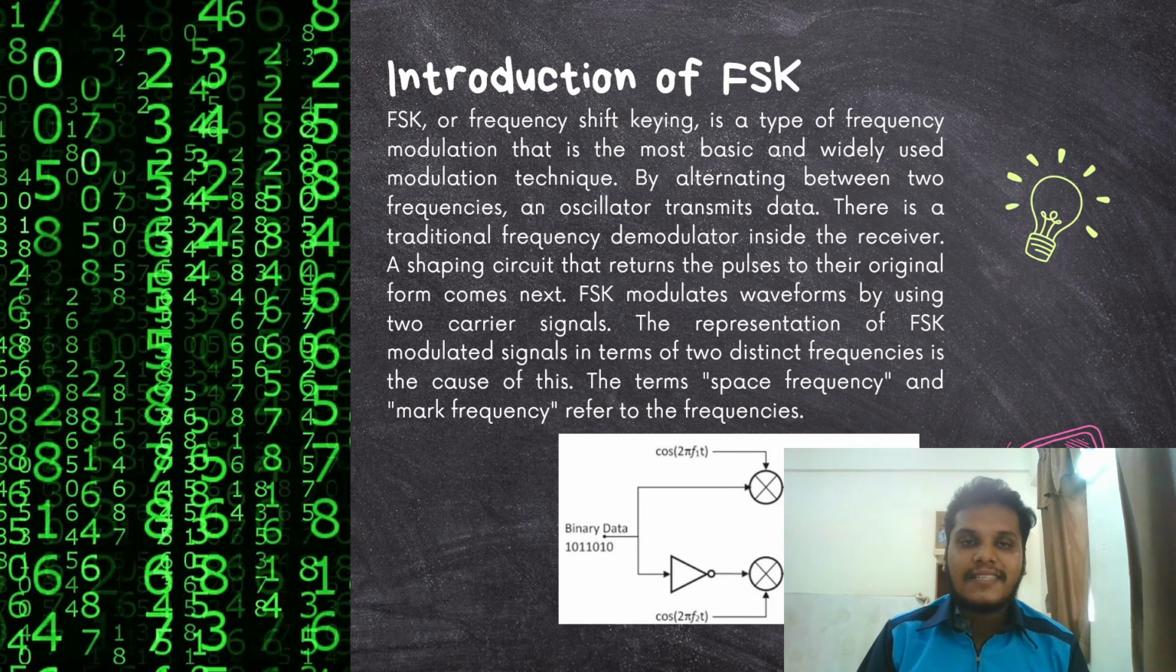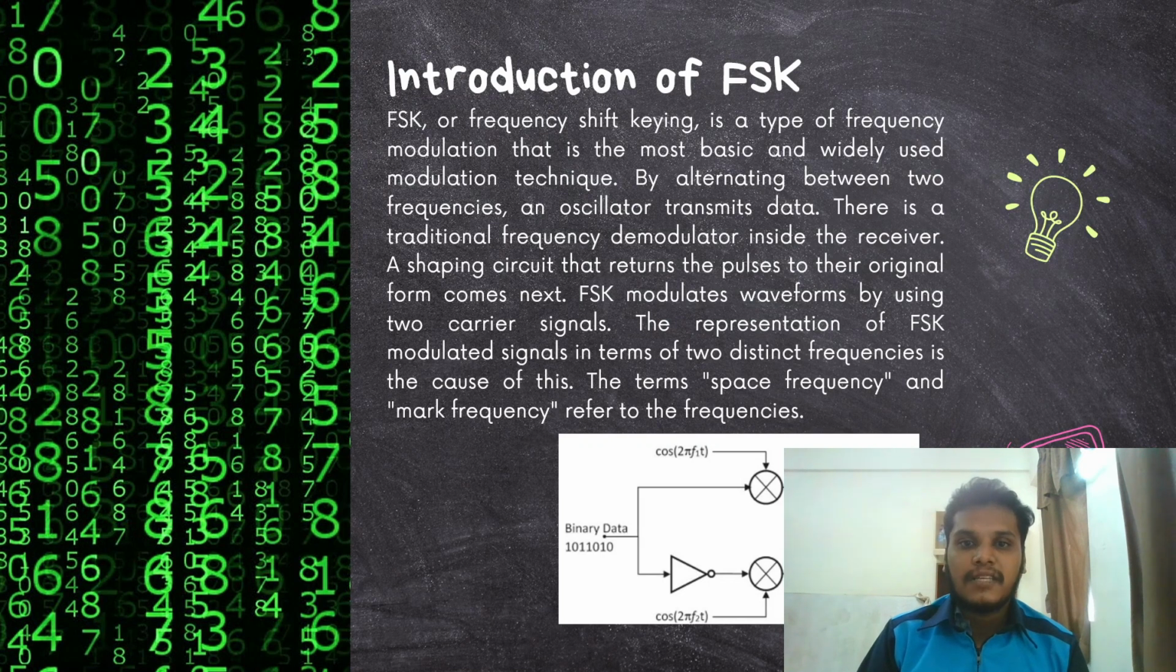As we know, in a basic communication system, we have the transmitter, and in the middle, certain processes, and at the end, the receiver. The transmitter transmits data, it goes through the modulator, and after certain processes, it reaches the demodulator at the receiver. A shaping circuit that returns the pulses to their original form comes next.